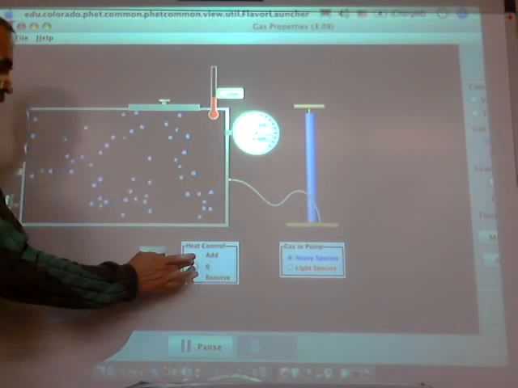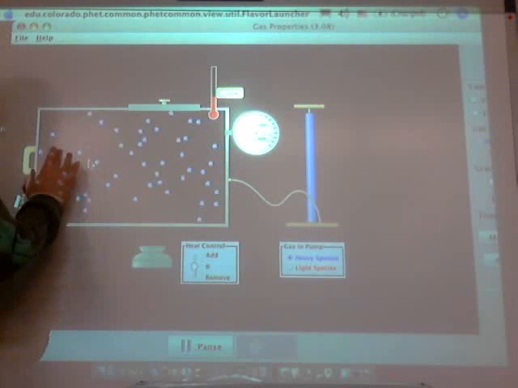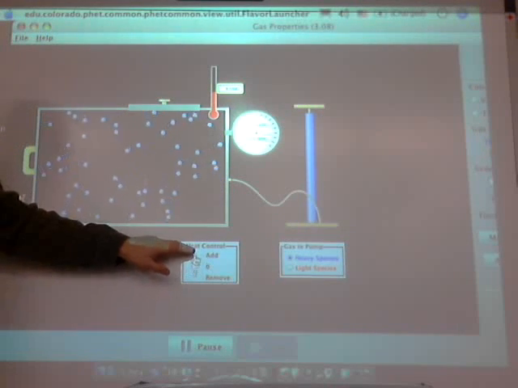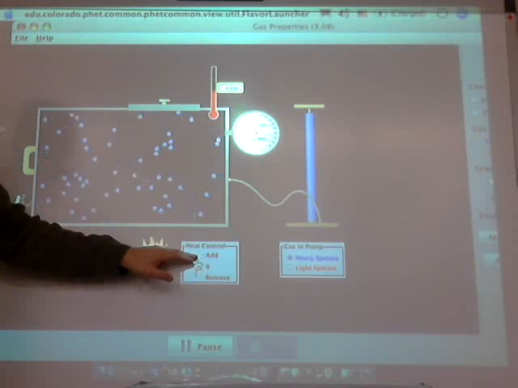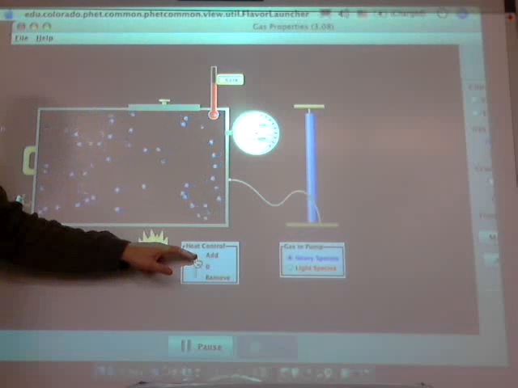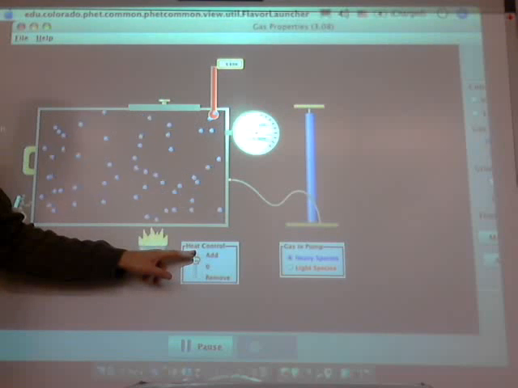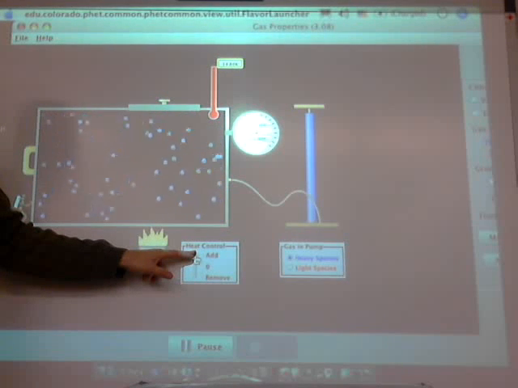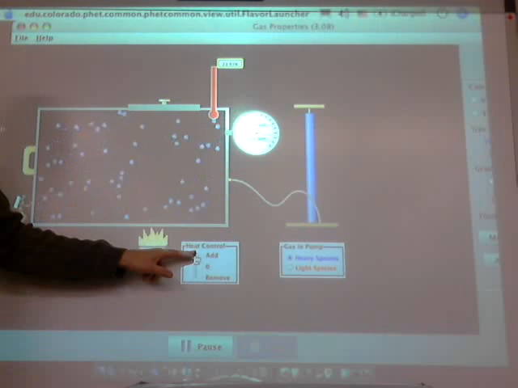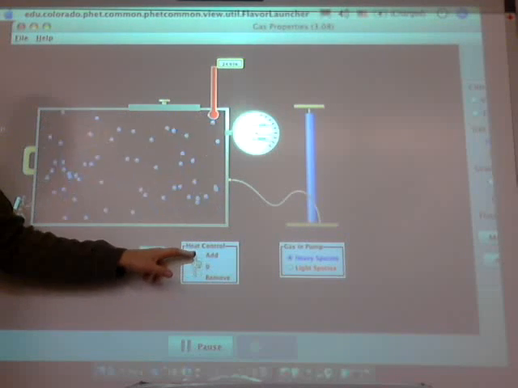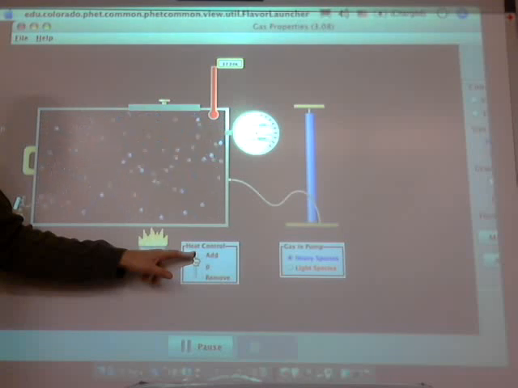What would happen if I increase the temperature of this? Let me make it a little smaller now. What if I increase the temperature? Put a little heat underneath it. Let's watch what happens then. What do you think is going to happen? They're going to move faster. Look what's happening to the temperature. Obviously, it's going up. They're moving faster. If I don't make the size of the container any bigger, you notice what's happening to the pressure gauge here? Can you see that? It's going up higher and higher and higher.